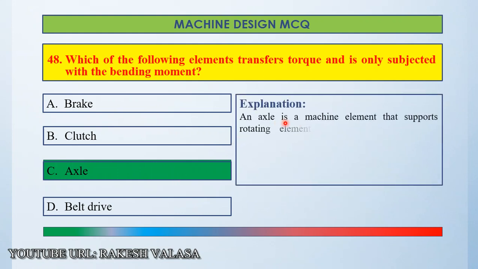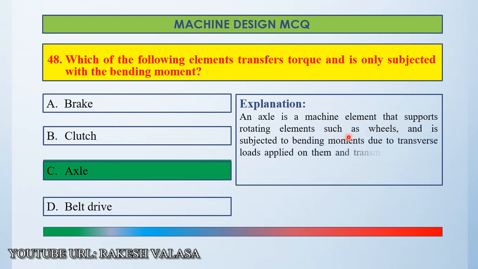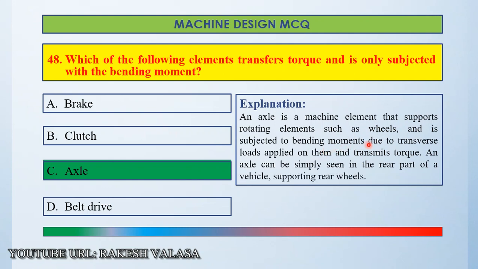An axle is a machine element that supports rotating elements such as wheels and is subjected to bending moments due to transverse loads applied on them and transmits torque. An axle can be simply seen in the rear part of a vehicle supporting rear wheels. So the correct answer is option C axle.